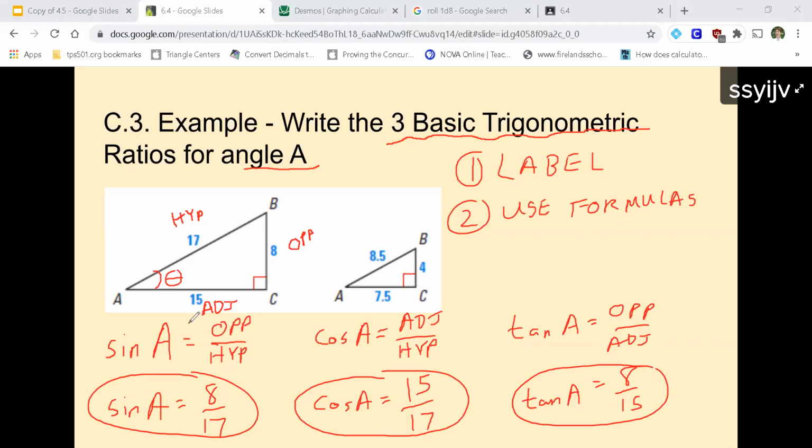That's all you're doing for the rest of the homework. Let's find the sine, cosine, tangent. You're just writing a fraction, done. We'll do more of these on Monday. Homework is not due Monday, it's due Wednesday.